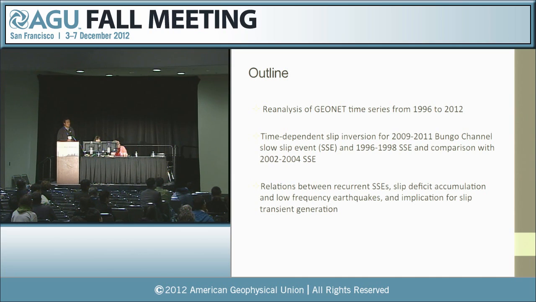Based on the systematic study of slow slip events in the Bungo Channel region, we look at the relationship between recurrent slow slip events, slip deficit accumulation, and low frequency earthquakes, and discuss the implications for slip transient generation.